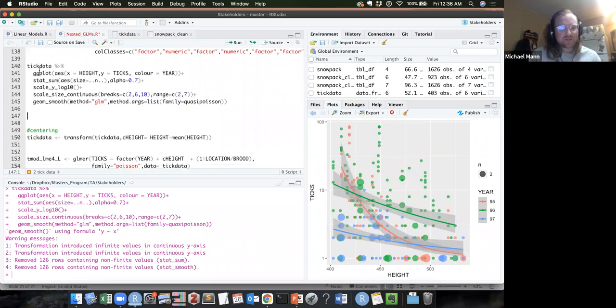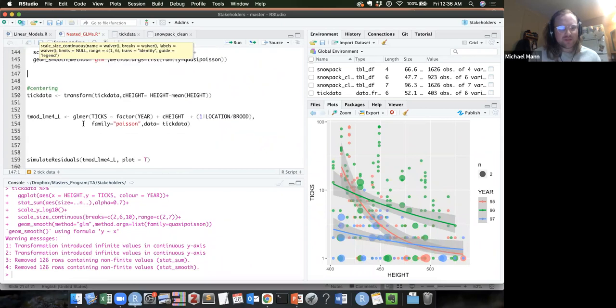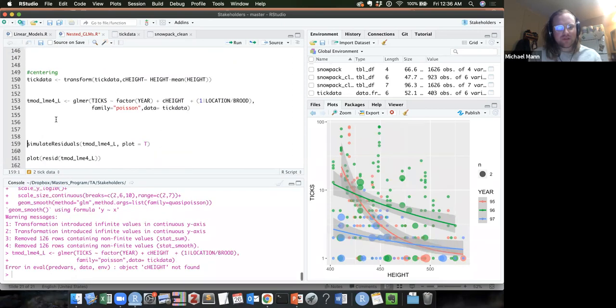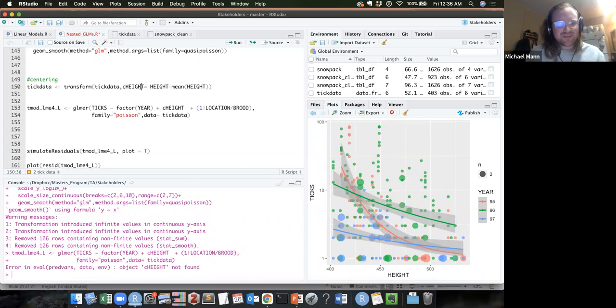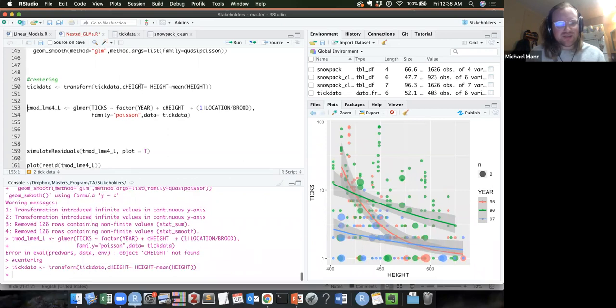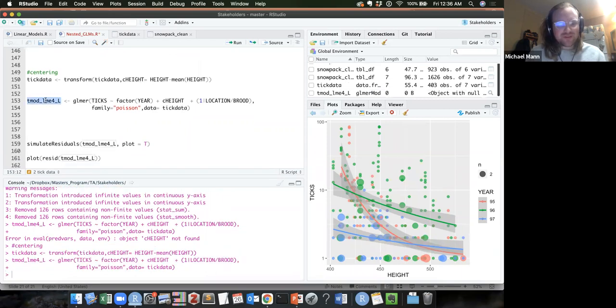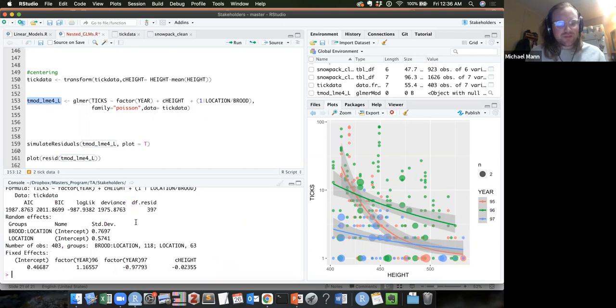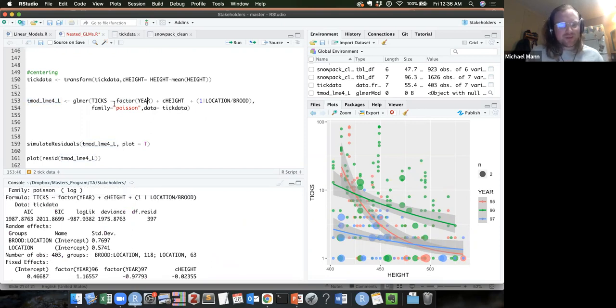Anyways, now let's build this model. This transformation is just scaling, centering it. Don't worry too much about it, but you definitely want to center your continuous variables if you can. So here's our fitted model with year. I put year as a factor since we have three years, and we're assuming each of the years is independent, so we're not going to worry about temporal autocorrelation in this example. Then location and brood, where brood is nested within location.